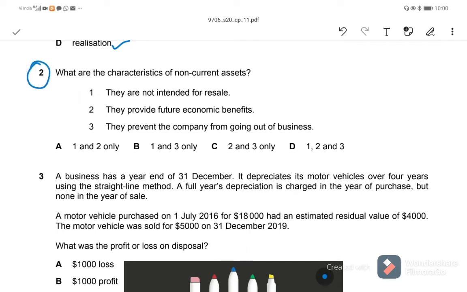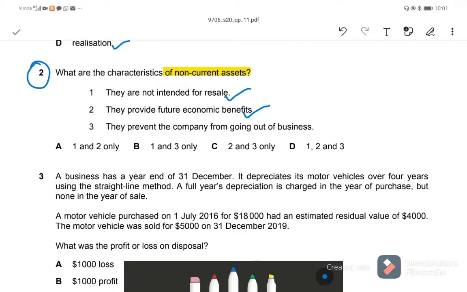Question number 2. What are the characteristics of non-current asset? Non-current assets are the assets which the business uses for the long term. So the first option, they are not intended for resale. Correct. Second, they provide future economic benefits. Yes, if business asset increases, it gives future economic benefits to the business.